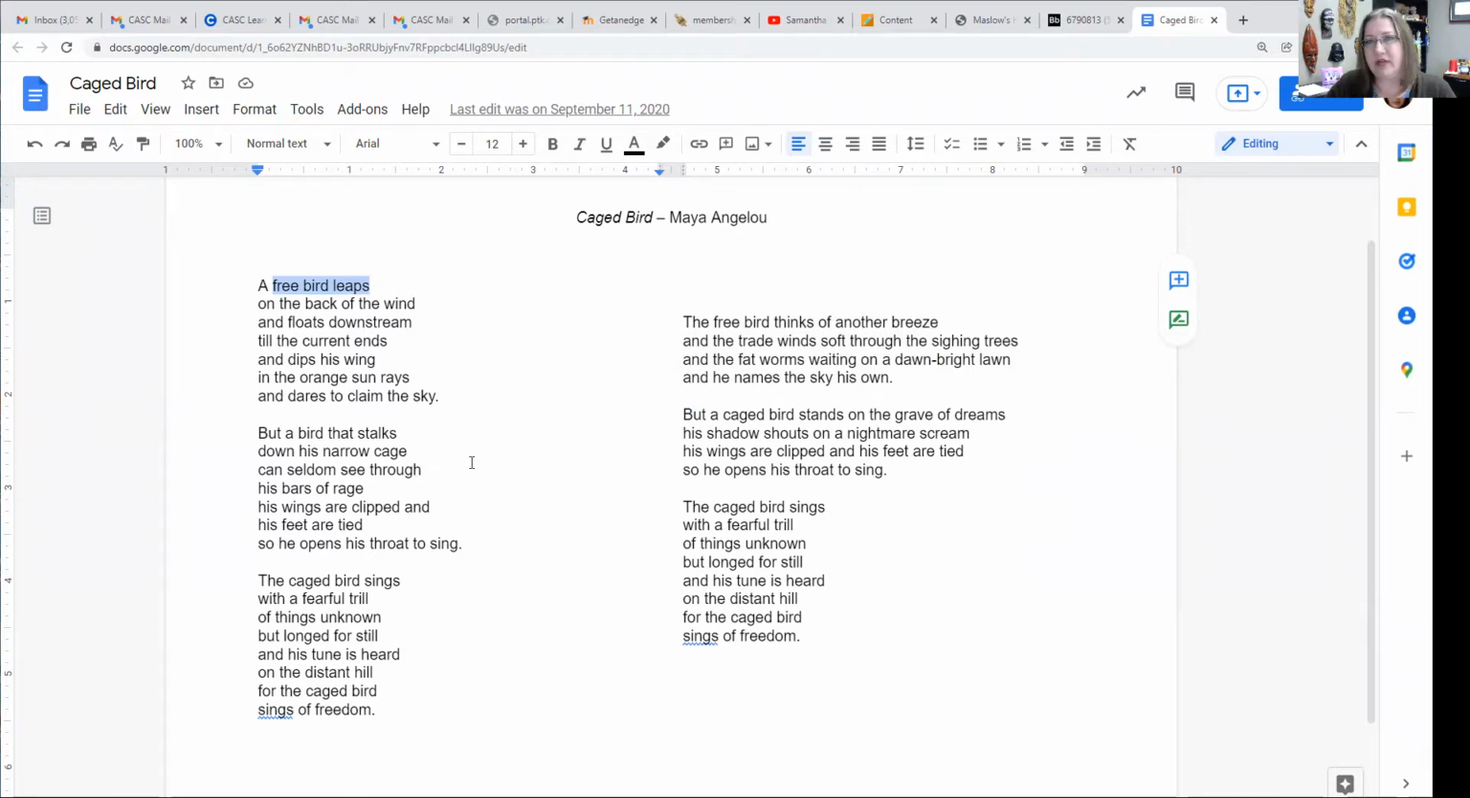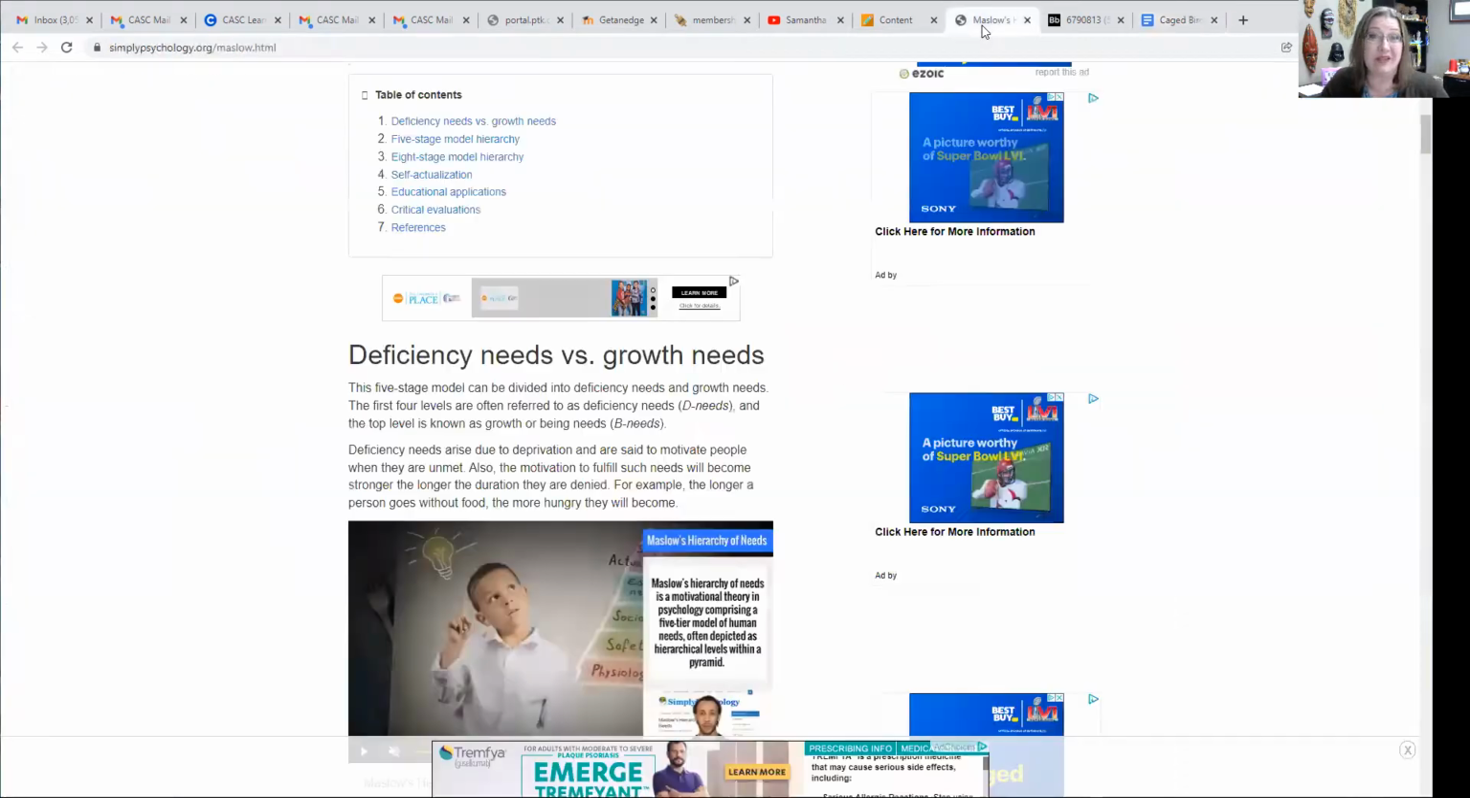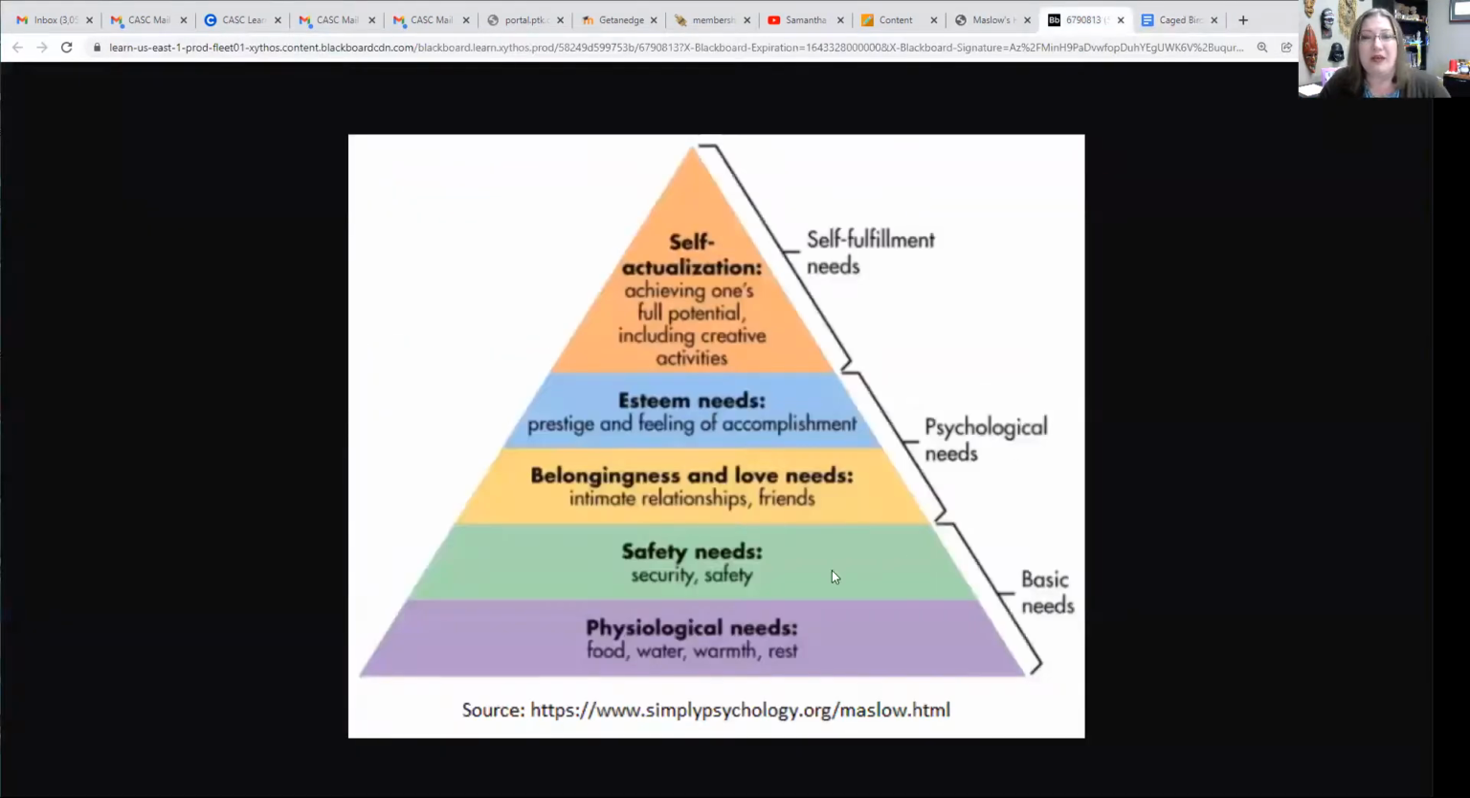Does he have to find food? Does he have to find, for example, when you get into Maslow, how does he get food, water, warmth, and rest? How does the free bird attain safety and security? What does he have to do to get that? And that should lead into some more conversation.